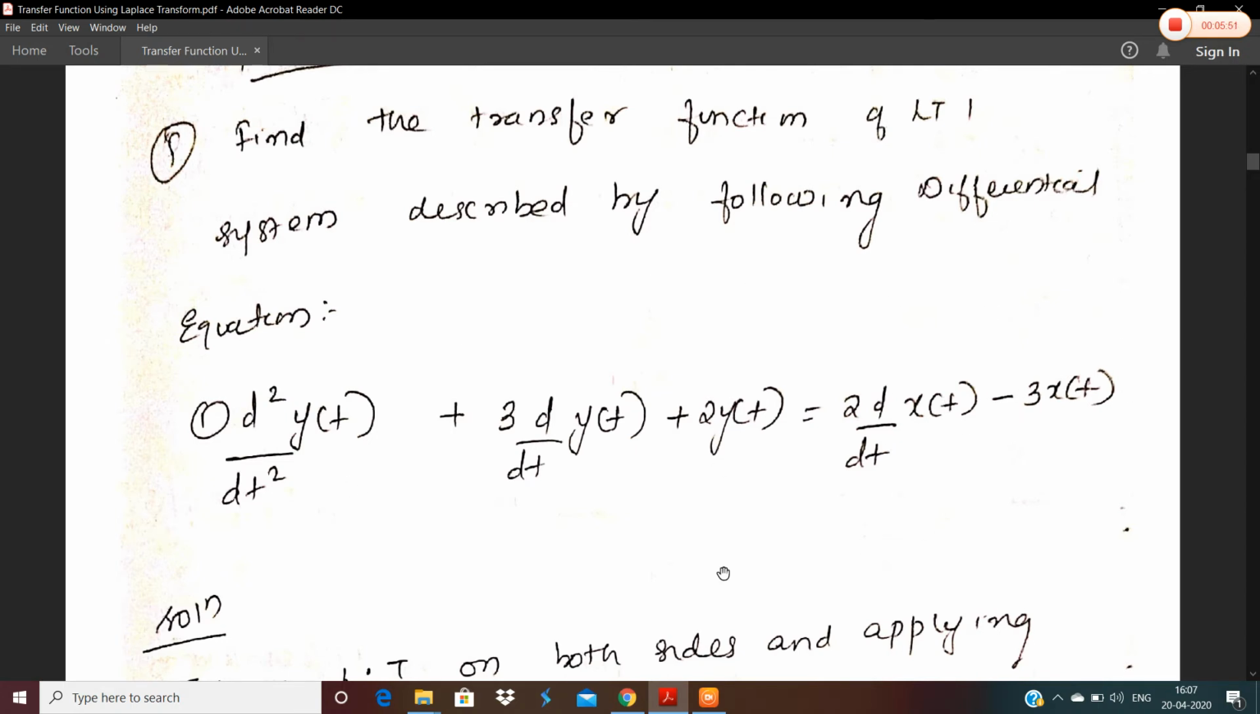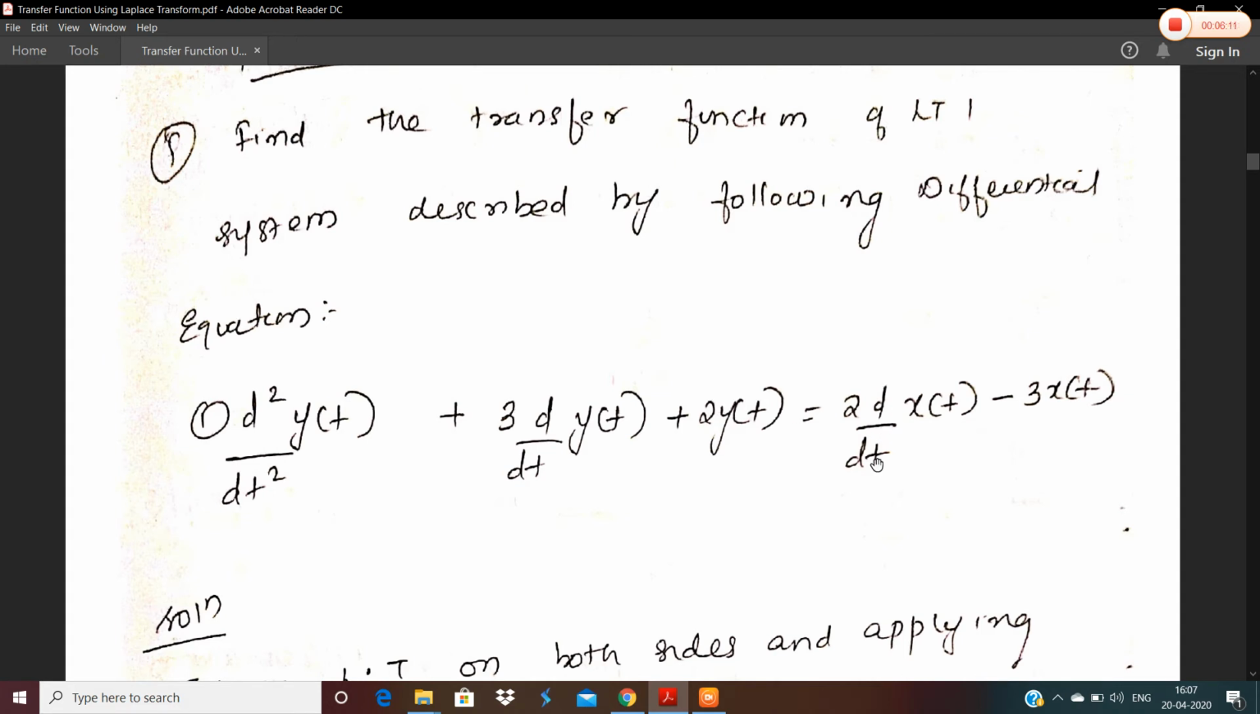From this equation, we know that on applying the Laplace transform and the property of differentiation to both the LHS as well as the RHS, we get d square by dt square, which can be written as s square. d by dt can be written as s. Here there is no derivative term, so there is no s raised to k term.